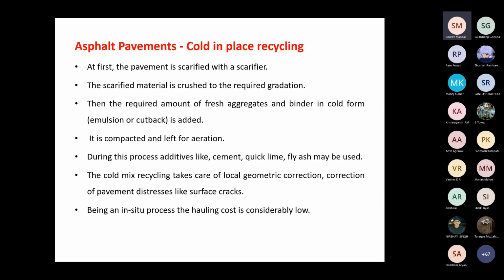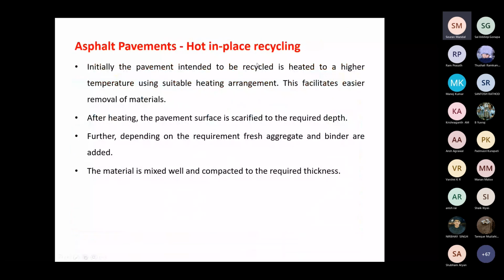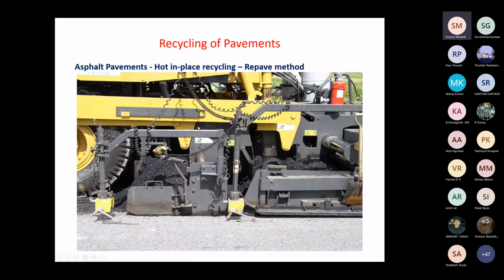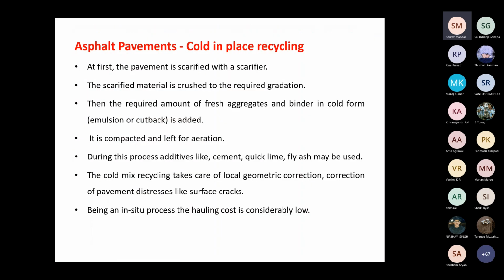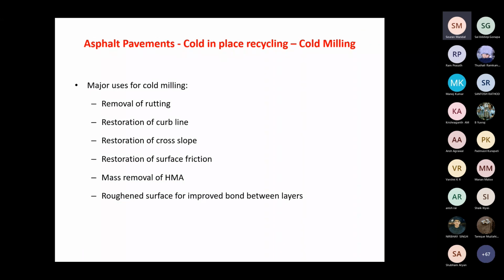Being an in-situ process, the hauling cost is considerably low. See, in hot in-place you have to heat the pavement first, then only scarify. Initially the pavement is heated to a higher temperature, and that's the environmental issue. But in this method you are directly scarifying the material, checking the gradation, and adding the material in cold form, emulsion or cutback bitumen, which can be added in a liquid state at very low temperature. That's why it's called cold in-place. This is cold in-place recycling. It's a crushing and sizing train. The major use of this is removal.